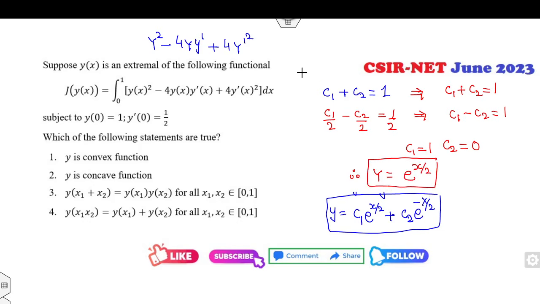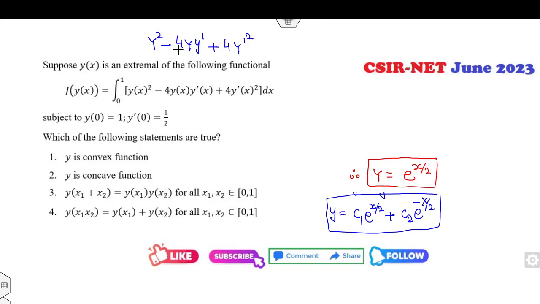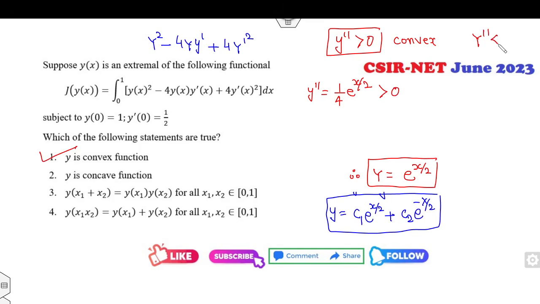Fine. Now look at the options. Y is convex. What is the meaning of convex? The second derivative must be greater than 0. Then it is convex. So what is the second derivative of this? 1 over 4 e raised to power x over 2. So clearly the exponential is always greater than 0. So yes, it's convex. It is concave when y double dash is less than 0, but it is not concave.